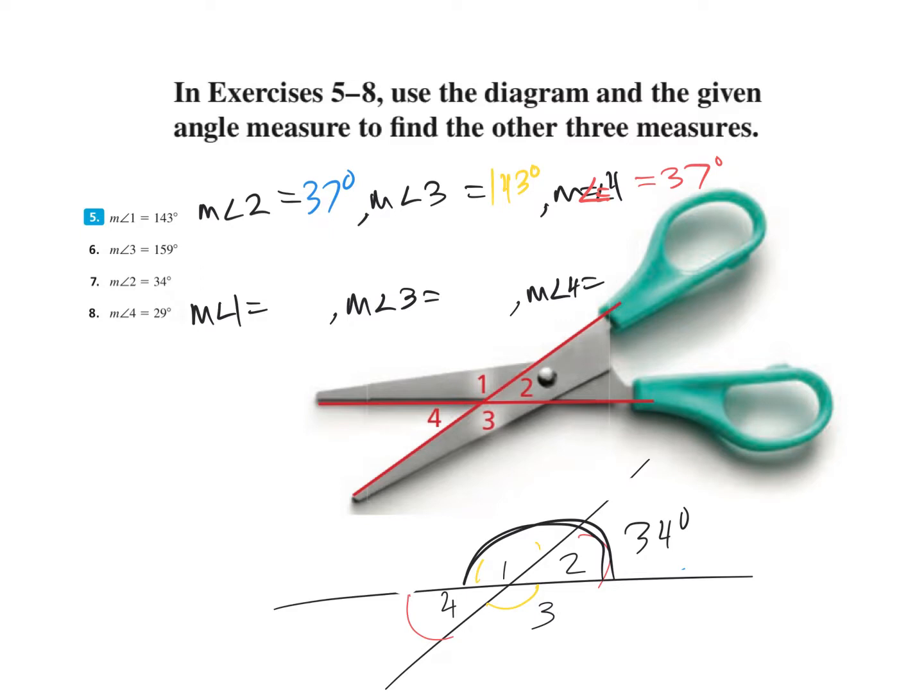Okay, so the measure of angle 1 with the measure of angle 2, that's a linear pair. So if 2 is 34 degrees, then that means angle 1 is 146 degrees. All right, and then angle 3 and angle 1 are the same. So if 1 is 146, angle 3 is 146. And angle 4 is a vertical angle with angle 2. Angle 2 is 34. So angle 4 is 34. So that's how you do those. Let's go ahead and put the answer key in there.